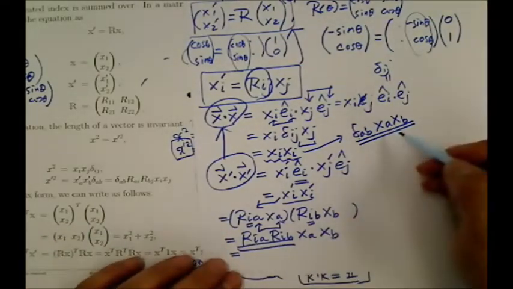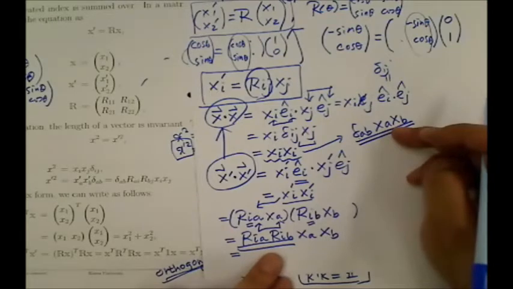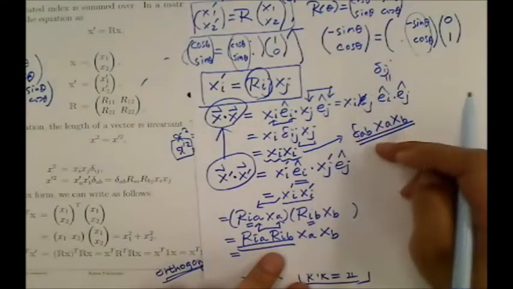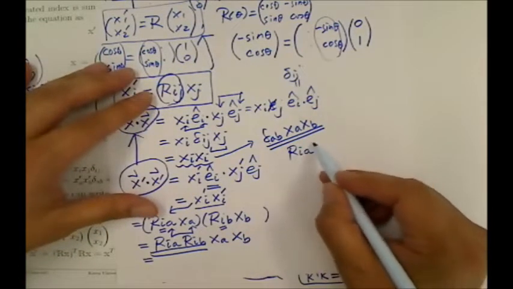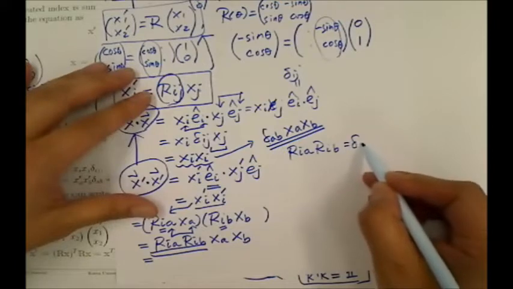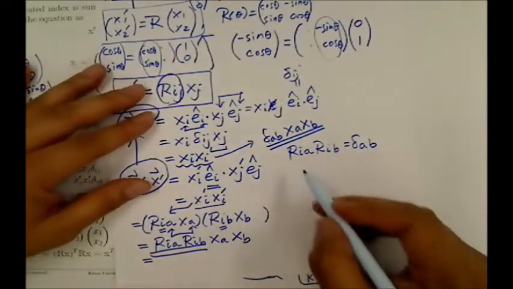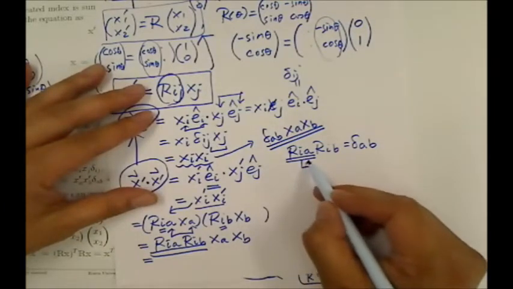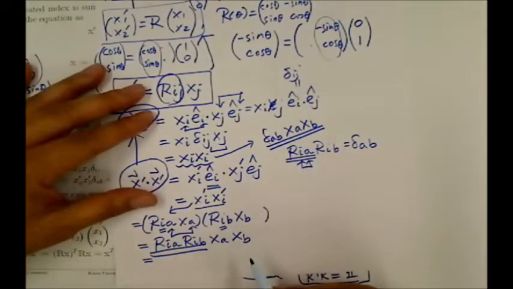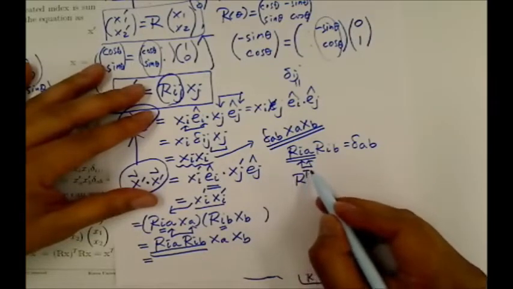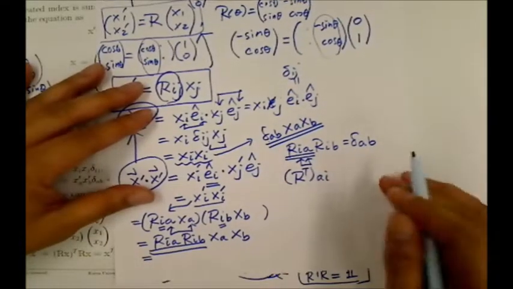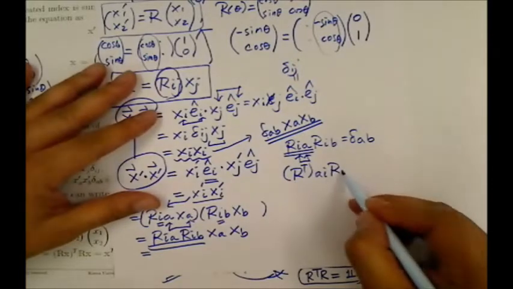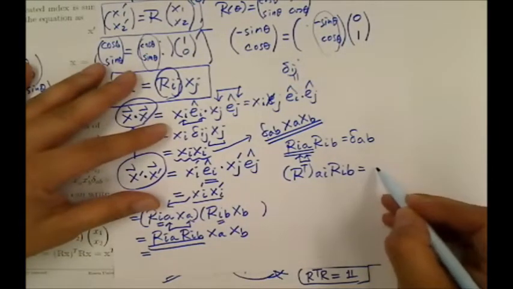If I compare these two expressions, they must be the same for any value of xa and xb. Therefore, what we obtain is RIA RIB equals delta AB. If I exchange the two indices, what I get is R transpose AI, which is the same as RIA. What I get is RIB equals delta AB.